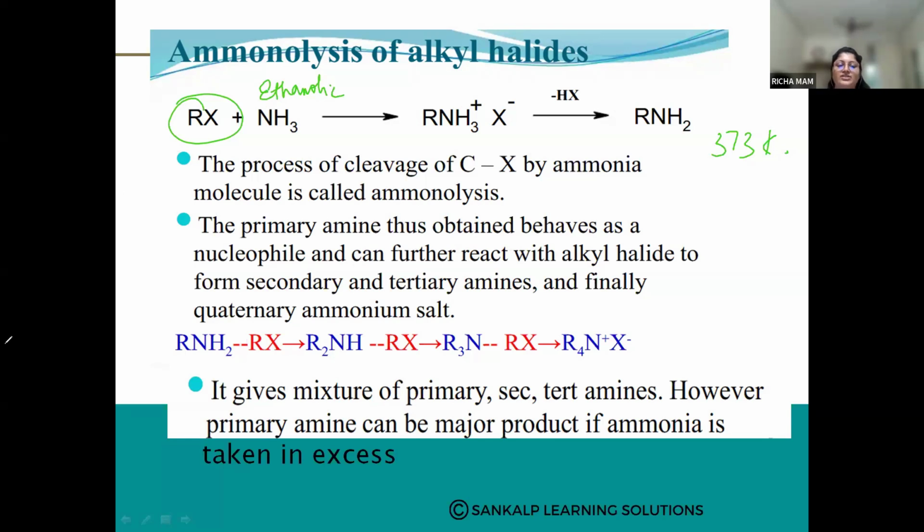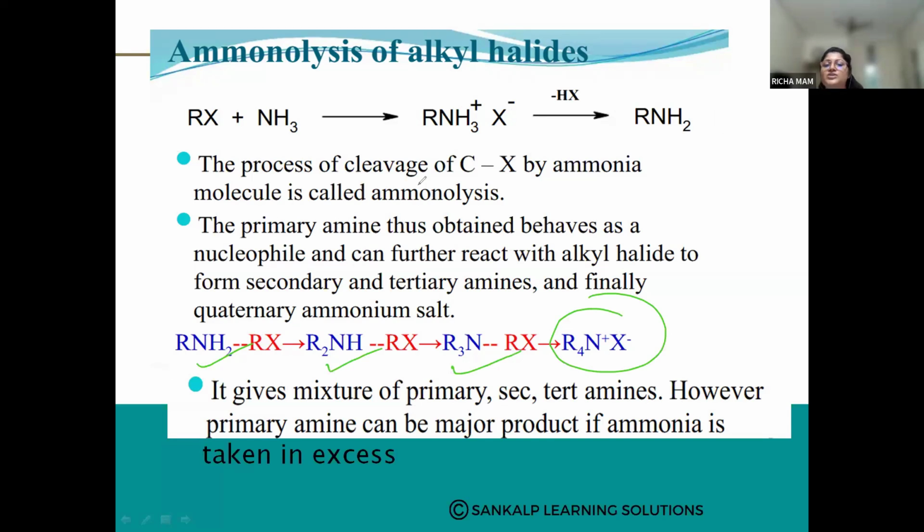So here you can see the reaction. RX plus NH3 gives RNH2. Further reacting again with RX, you get R2NH. Again reacting with alkyl halide, I get R3N, and then finally I get the quaternary ammonium salt, that is R4N+ X-. So primary, secondary, and tertiary amines. Is it clear? The process of cleavage of the C-X bond by an ammonia molecule is called ammonolysis.